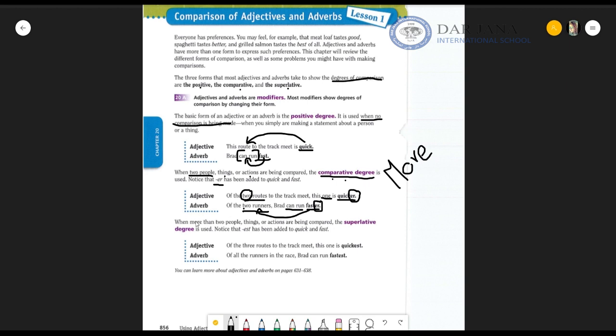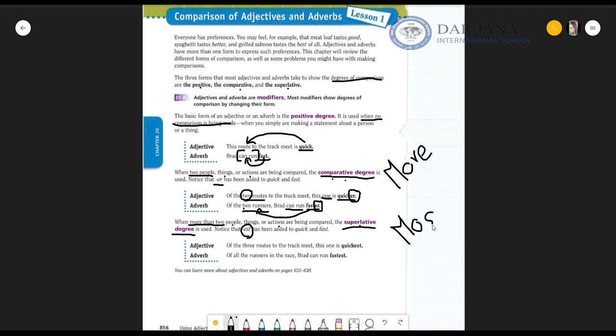Now, if I want to move to the last degree, it is the superlative degree. And from its name, I can deduce that something is superior to other stuff. Something shows superiority to other groups or other actions or other people. So more than 2 people or things or actions are being compared. And how do I achieve that? I have to add est to the end of the word, or I can add most to the word.